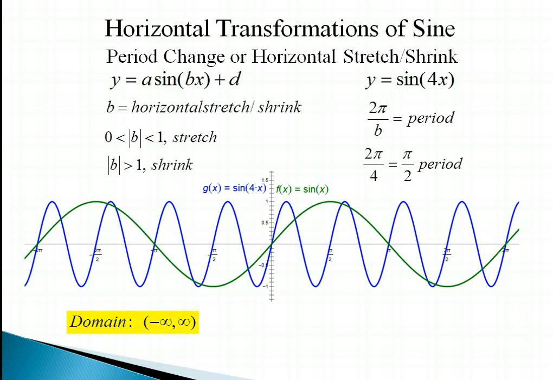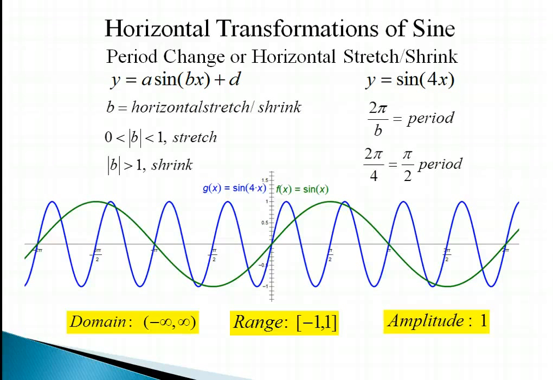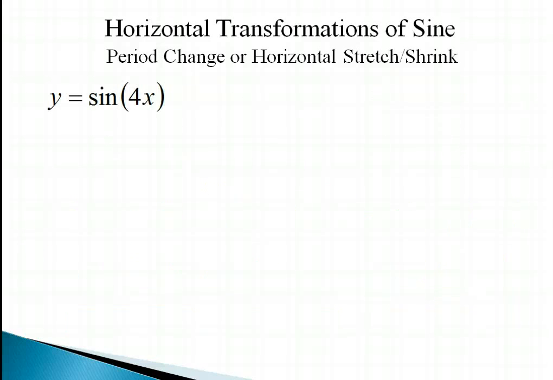Okay, comparing these two graphs, they both still have a domain of all reals. They both still have a range between -1 and 1, and they both still have an amplitude of 1. So the only thing that's changed is the period. Okay, so if you change the period, you're also changing where your critical points are. So we need to find those 5 critical points within one period.